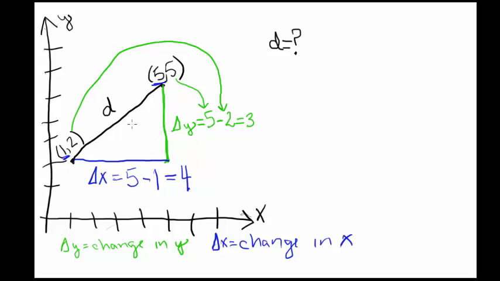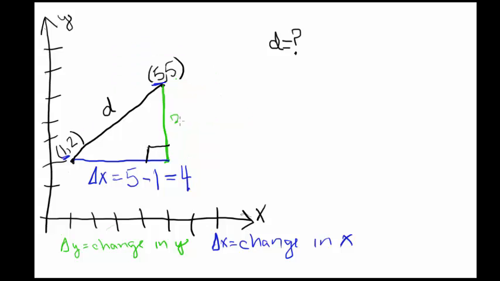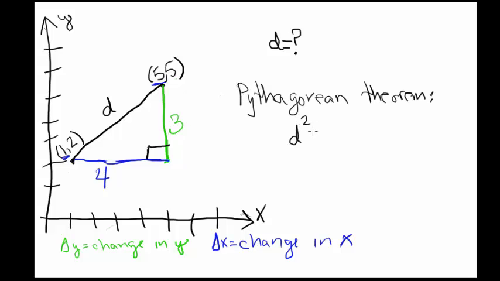And because of the way we've drawn this as a vertical line and a horizontal line, we know that this is a right triangle and its side lengths are 3, 4, and D. So what the Pythagorean theorem gives us is that D squared is 3 squared plus 4 squared, which is equal to 25. So D squared is 25, and D is 5.